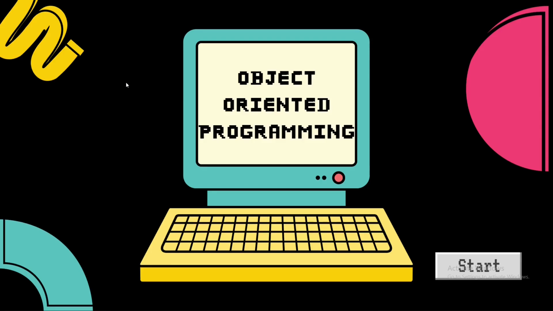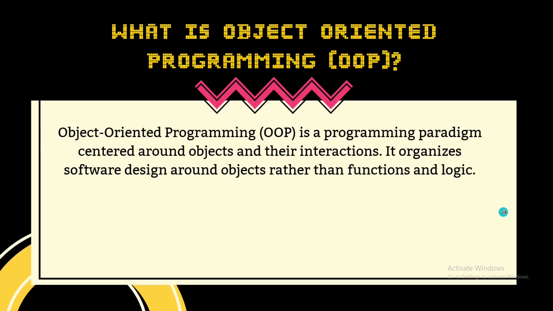In today's tutorial, we're going to be talking about object-oriented programming in Dart. What is object-oriented programming? Object-oriented programming is a programming paradigm centered around objects and their interaction. It organizes software design around objects rather than functions and logic. And you might ask me, what does this mean?